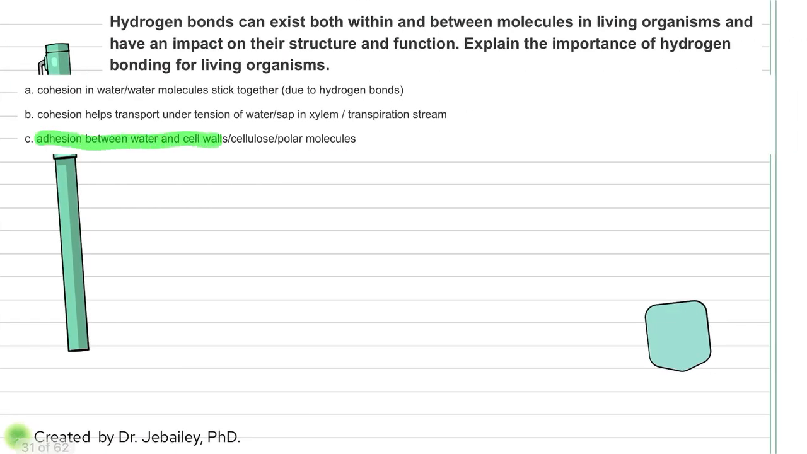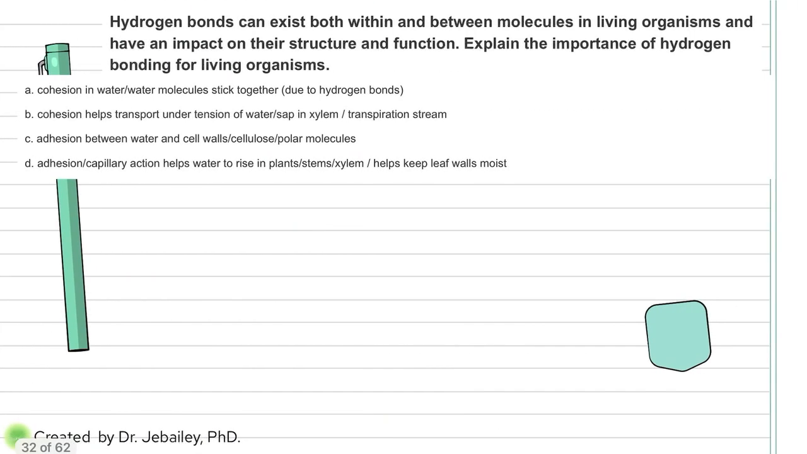Adhesion between water cells, again, we talk about adhesion. I told you that adhesion is any molecules attaching to something that is not like them. So for example, water attaching to a wall, and it could be the wall of the xylem. So both cohesion and adhesion together push the water up through the xylem. Another one, adhesion, capillary action that rises in plants. That's basically what I was just saying right now.